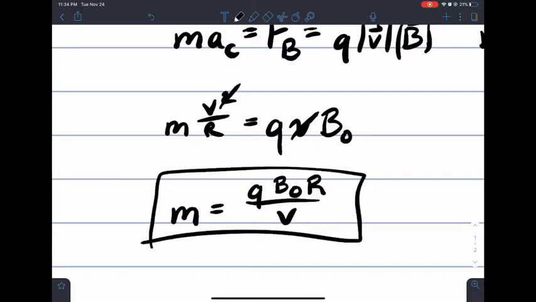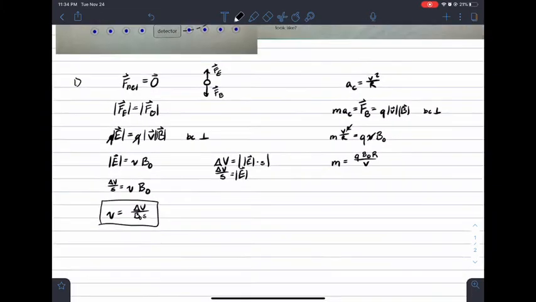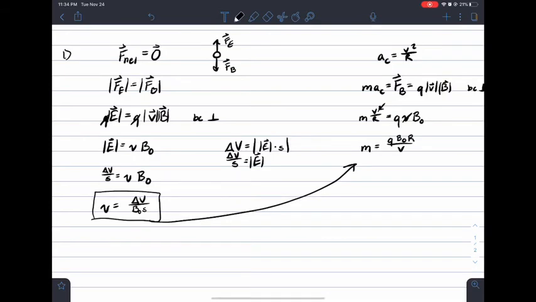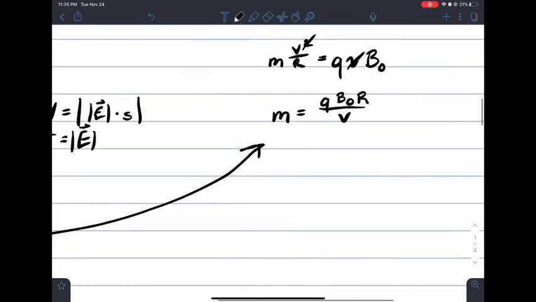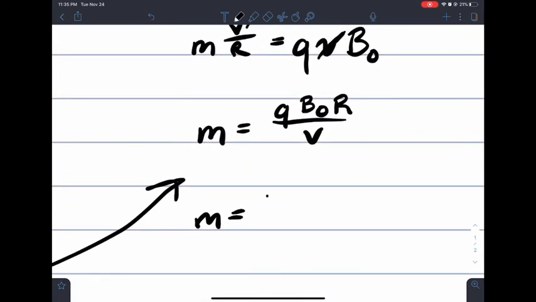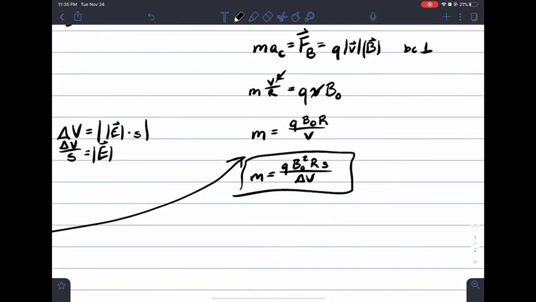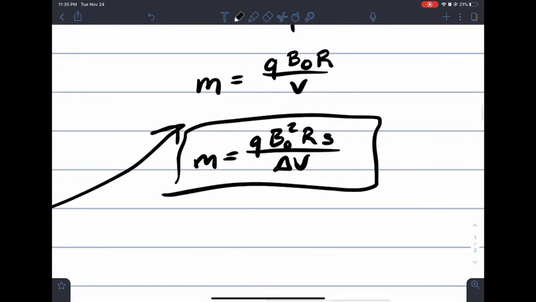However, this is not the final answer, because the speed we actually calculated in the previous problem and needs to be replaced. So plugging in the previous answer, which is that v is equal to the voltage over B0 and s, gives us that the mass is now equal to the charge times B0 squared times r times s all over the voltage, which is our final answer for what the mass is equal to.